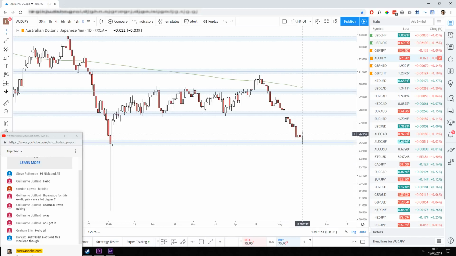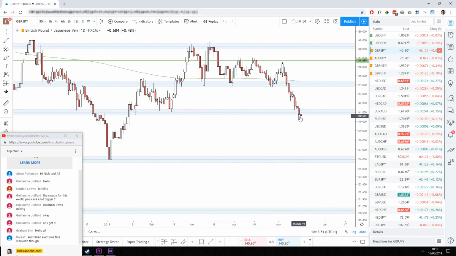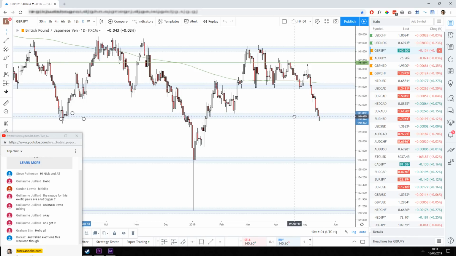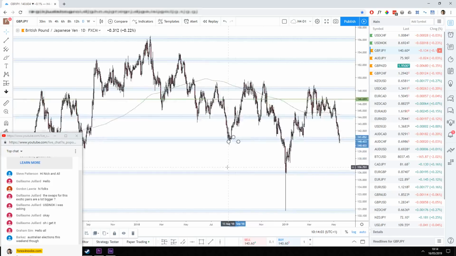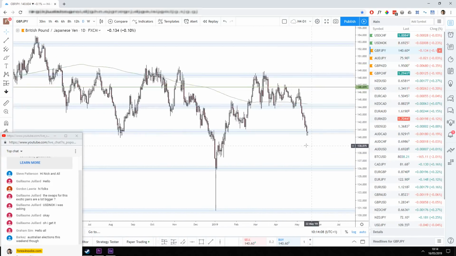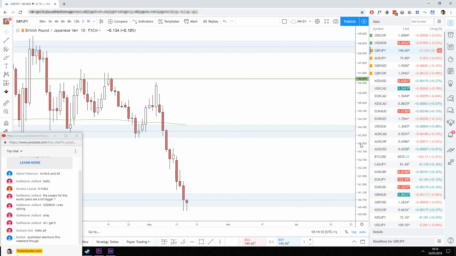AUDJPY stalling out on support. I'd prefer for this one to move down a little bit further. And GBPJPY stalling out on support, so potential long here. It's a bit of a trickier one. Actually, no, it's okay. Never mind. GBPJPY stalling out on support.